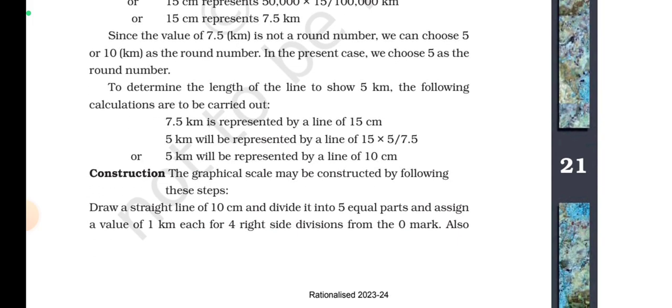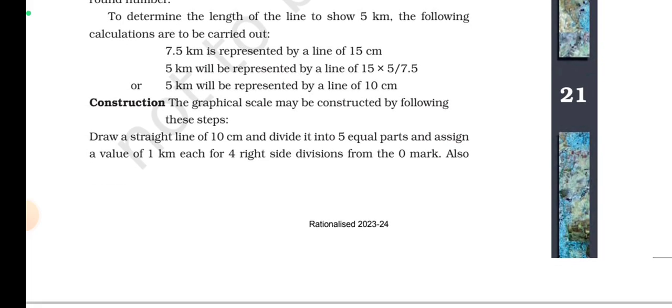To determine the length of the line to show 5 kilometers, the following calculations are to be carried out. 7.5 kilometers is represented by 15 centimeters, so 5 kilometers will be represented by 5 into 15 divided by 7.5. So 5 kilometers will be represented by a line of 10 centimeters.